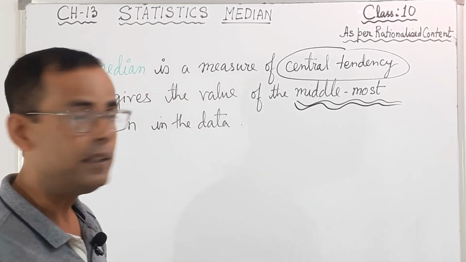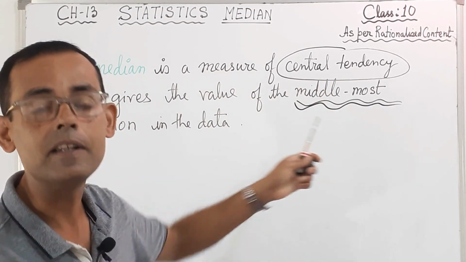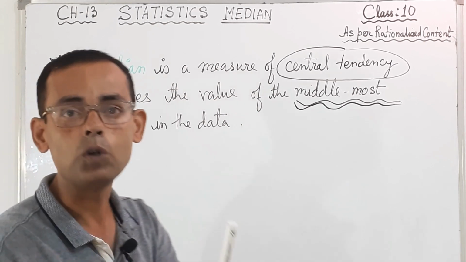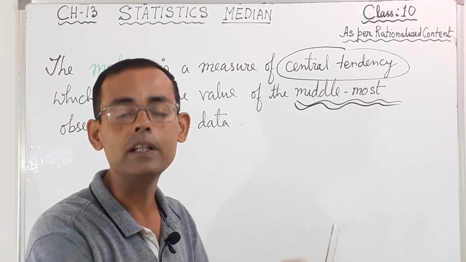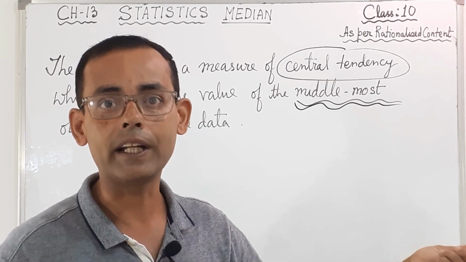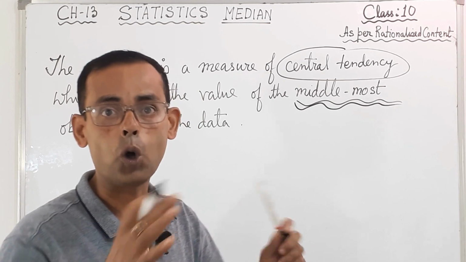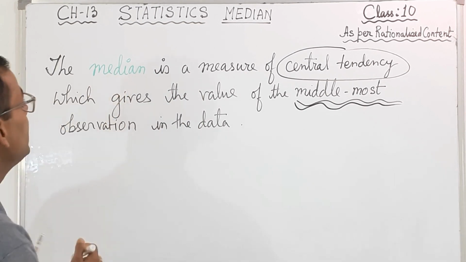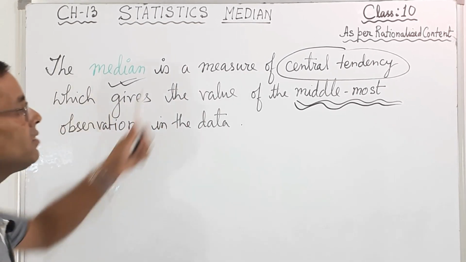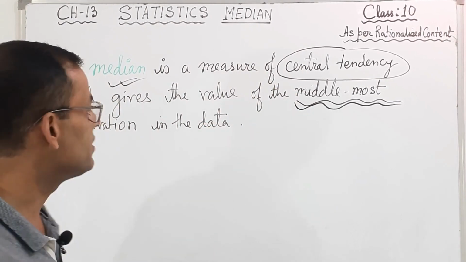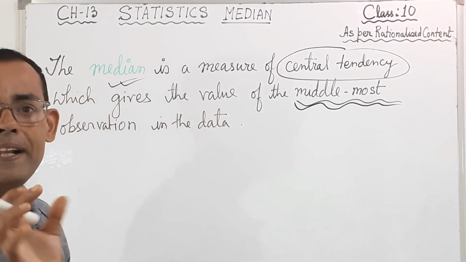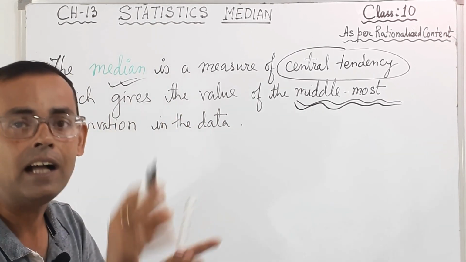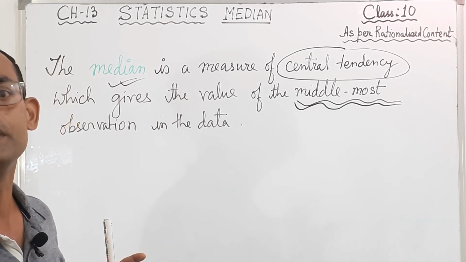Like we studied mean, mean is also a measure of central tendency. We studied mode, mode is also a measure of central tendency. If you have not watched how to find mean and how to find mode, you can check in the playlist, where I have taught how to find the mean as well as the mode. Now we will understand the median. Median is also a part of central tendency and it gives the value of the middle part. In any data that is given, the middle one is the median.